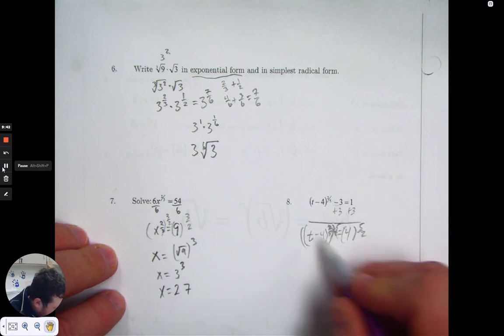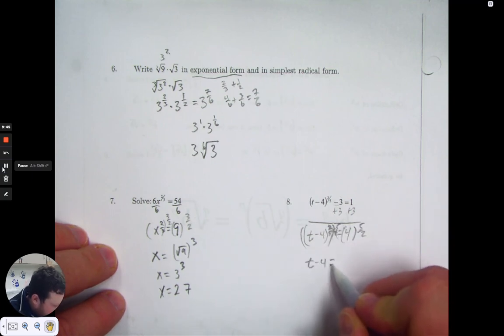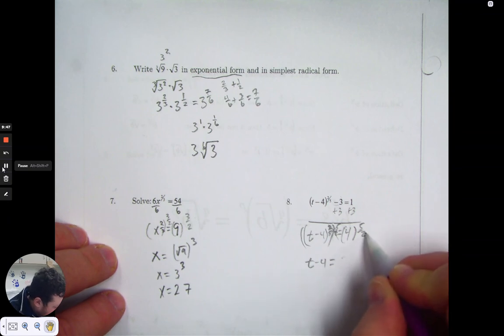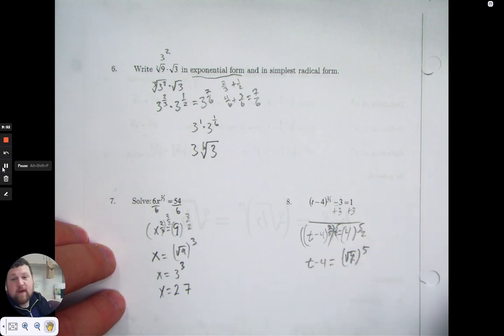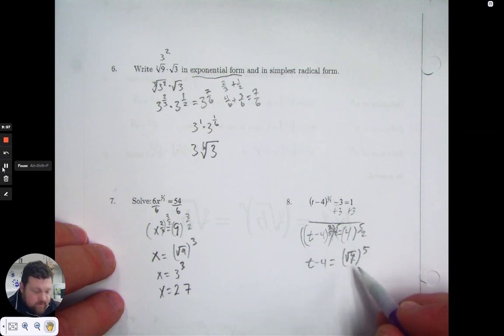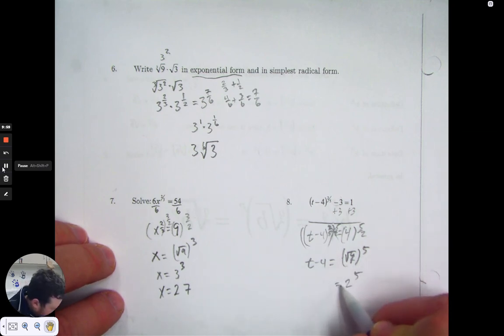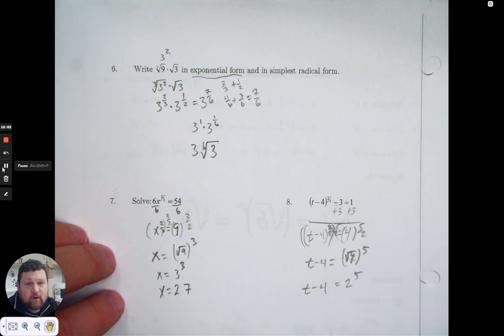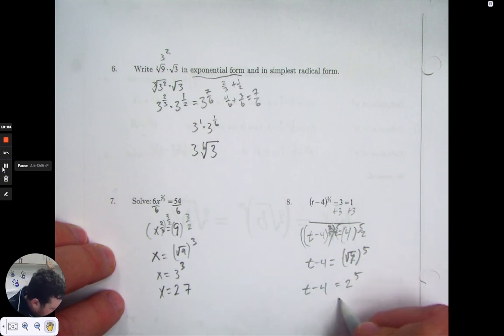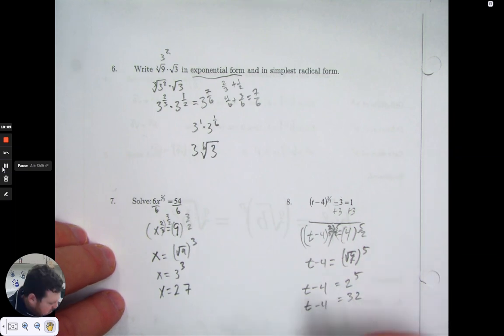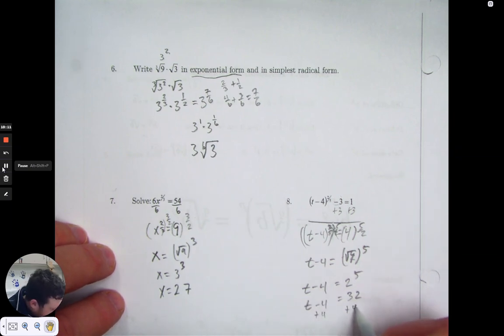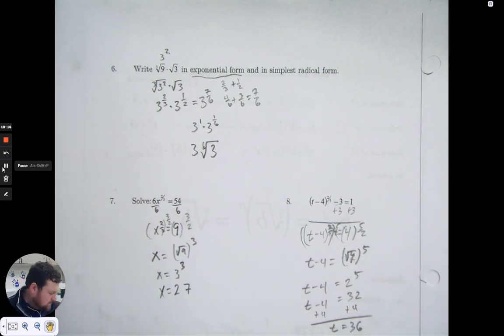So on this side, those cancel each other out, and we're just left with t minus 4 equals, and here this is going to be the square root of 4 to the 5th power. Now the square root of 4 is just 2, so this is really just 2 to the 5th power, which has to equal t minus 4. So 2 to the 5th power is just 32. So t minus 4 equals 32. We add 4 to both sides, and we get t equals 36.